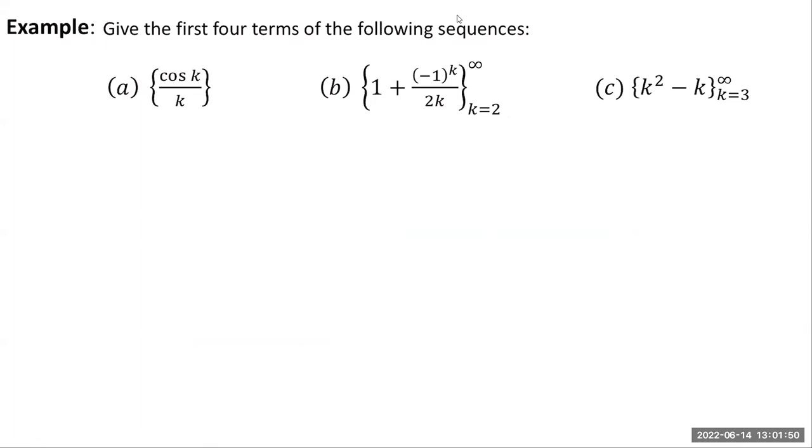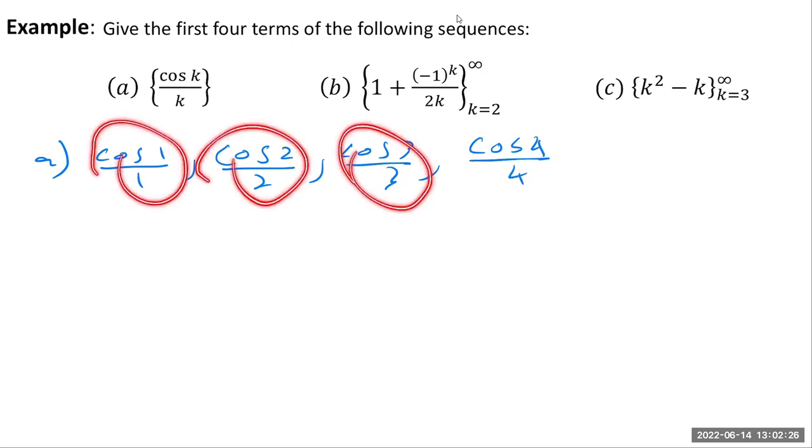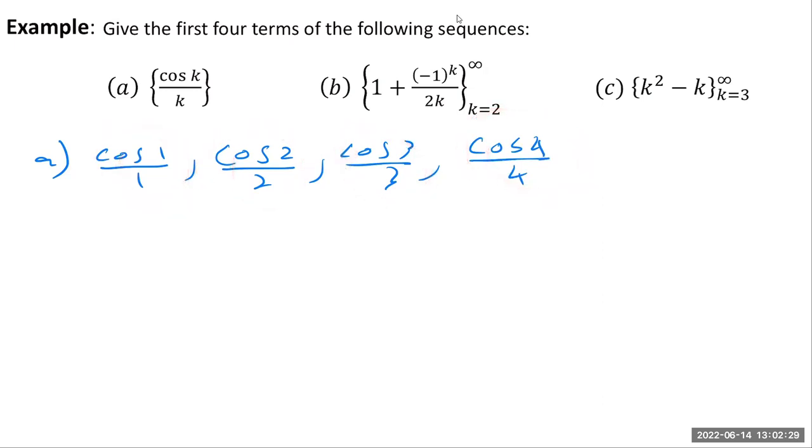This is the next example that I want to go over. Give the first 4 terms of the following sequence. This is very straightforward. To get the first 4 terms for the first sequence, you have to keep plugging numbers. Notice that since the starting index is not given here, you always start at k is equal to 1. Okay, so the first term is cosine 1 over 1. You plug in k is equal to 1, of course. And then you plug in k is equal to 2, cosine 2 over 2, cosine 3 over 3. The fourth term is cosine 4 over 4. Of course, you can use a calculator to find the decimal values of these 4 terms if you want.